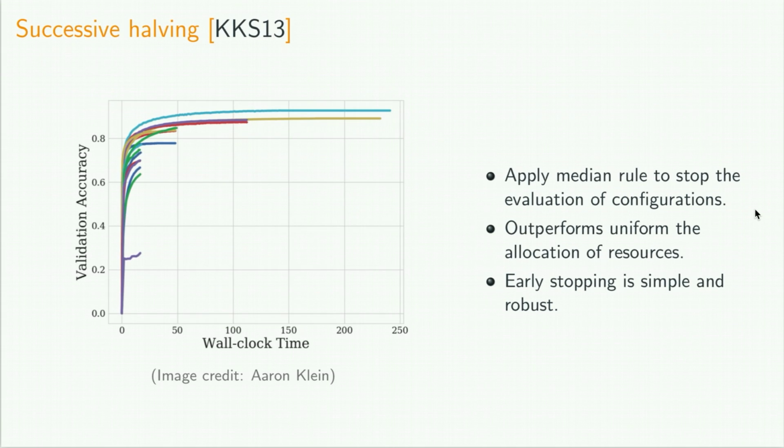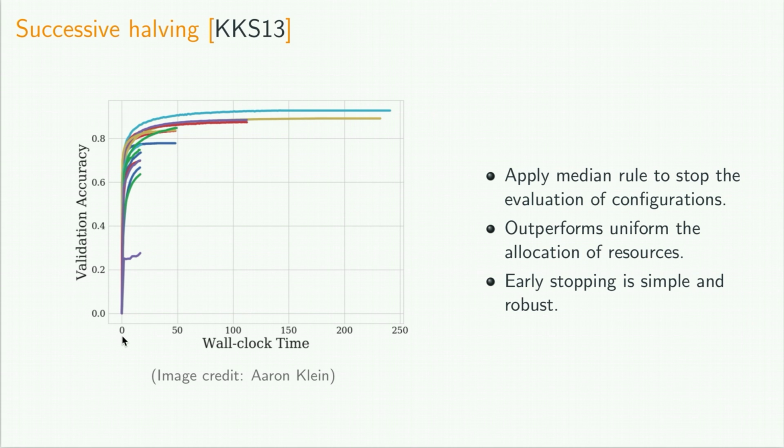So the approach that was initially explored is this very simple heuristic called successive halving. Successive halving assumes we have some scheduling, or at least some points where we check the performance of different configurations and apply the median rule to stop evaluations that are not promising. So resources are allocated uniformly across all configurations. We randomly sample configurations, but then we apply early stopping at a certain cadence.